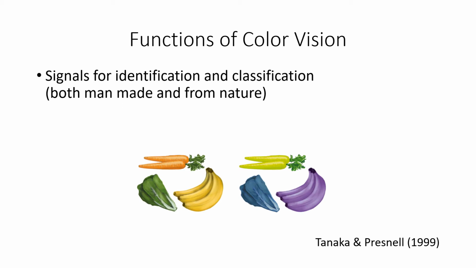And people just had to identify what the object was, and they were faster to identify the bananas when they were of their canonical kind of yellow color. And that makes sense when we think through it, that the color of an object helps us to identify that object.